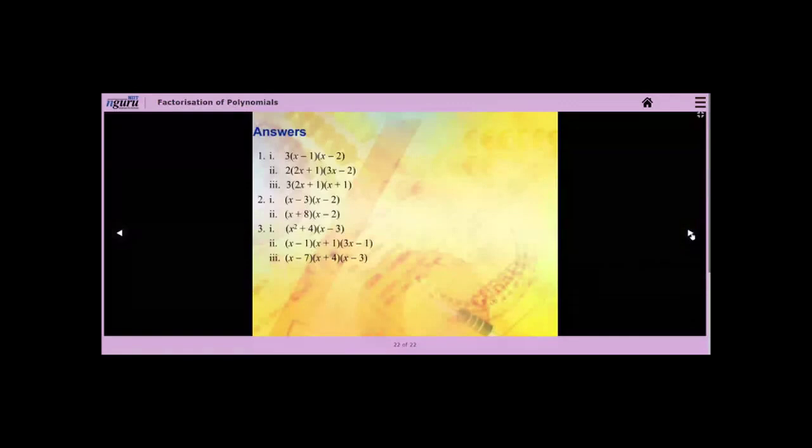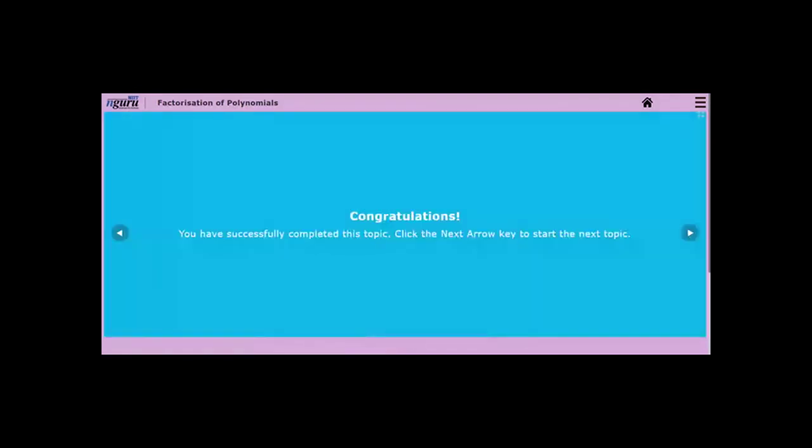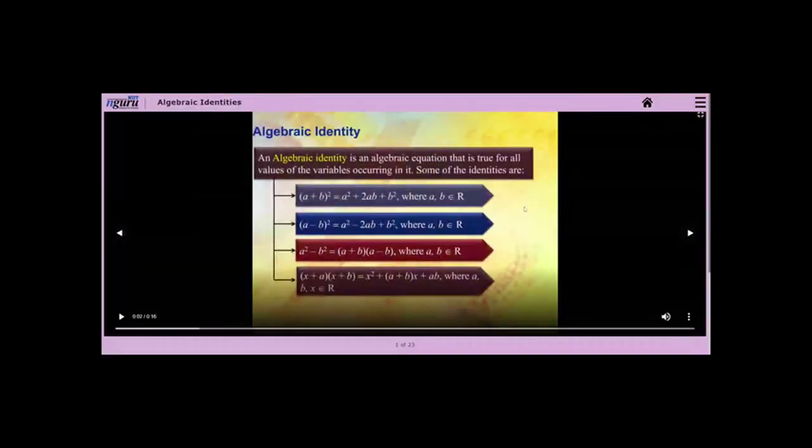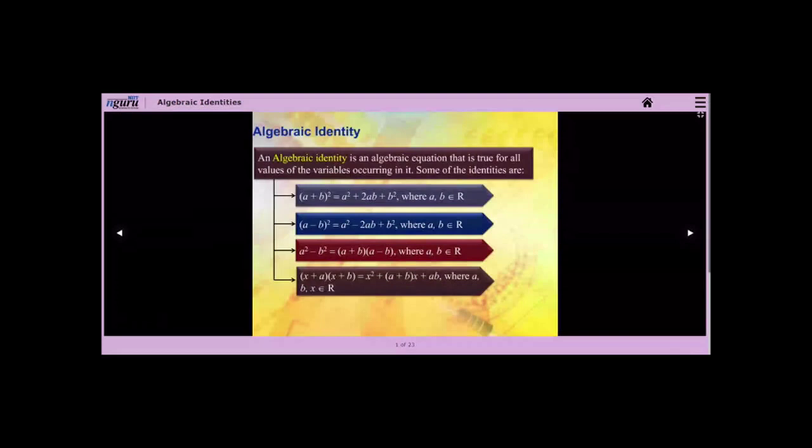Here are the answers to the questions given. Okay. An algebraic identity. Shall we go to the next part of polynomials? Yes, ma'am. Identities. What is another name for identities?